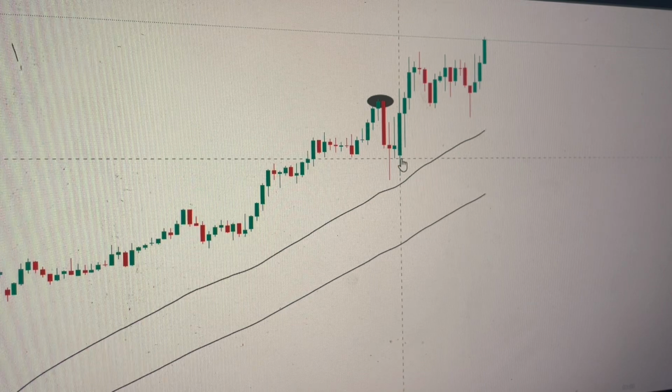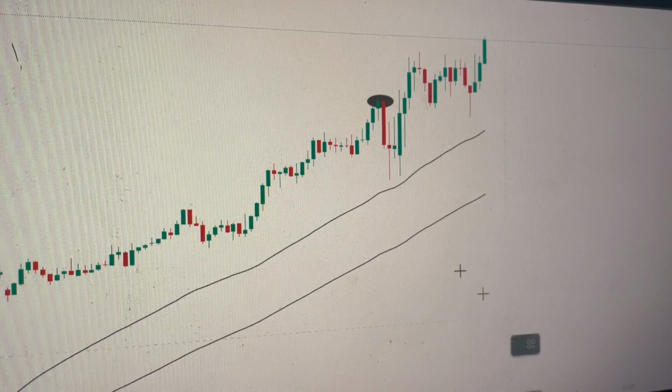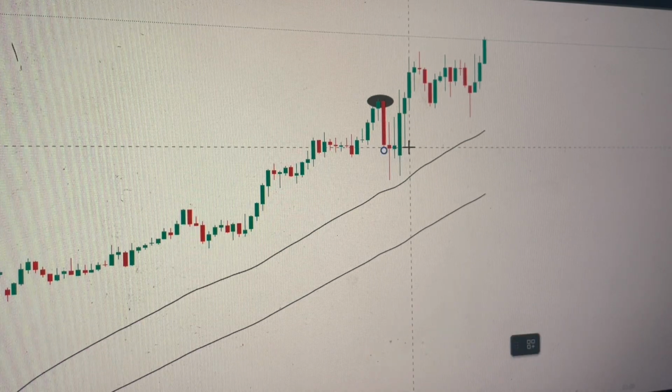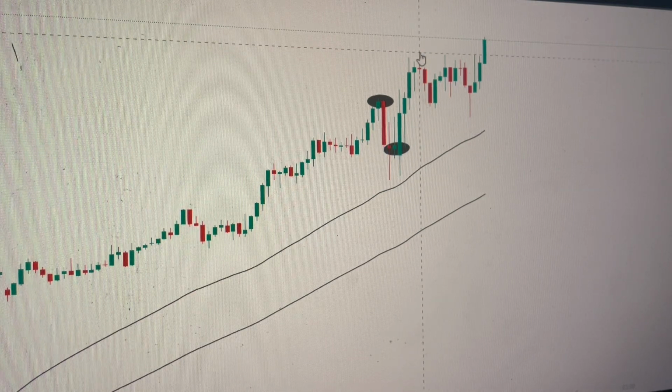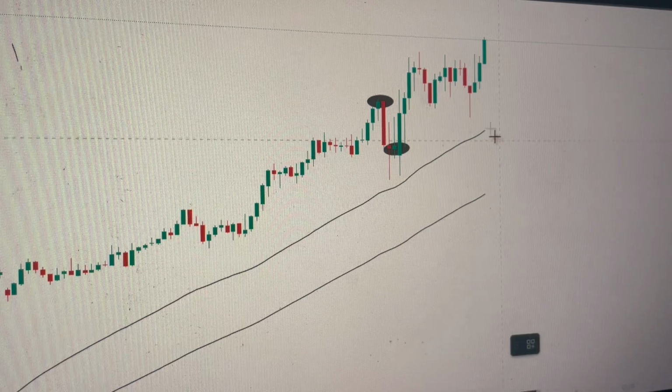Then it came back down. Then it made another arrow right here. So we're gonna call this the higher low. Why is this the higher low? Because this is the lowest point before the market made a new high, which is right here. So this is the next highest point in the market.